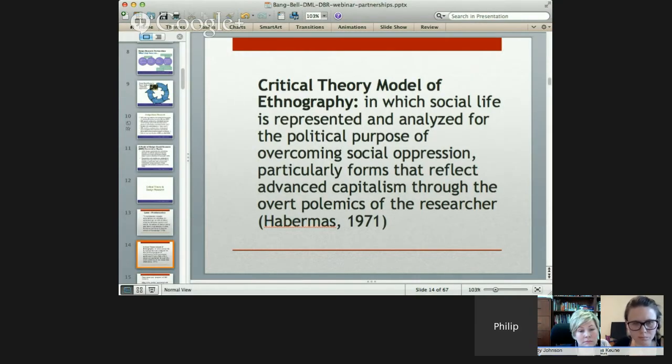One way to think about this is, this is a quote from Habermas, but it's really to develop a politic that is represented in DBR. And Habermas talks about a critical theory model of ethnography in which social life is represented and analyzed for the political purpose of overcoming social oppression, particularly forms that reflect advanced capitalism, through overt polemics of the researcher. And part of what we're getting at here is that, from our perspective, there isn't an apolitical DBR study. So it's really trying to elevate how these things are embedded in the work that we're doing.